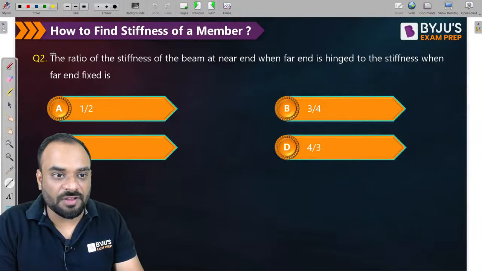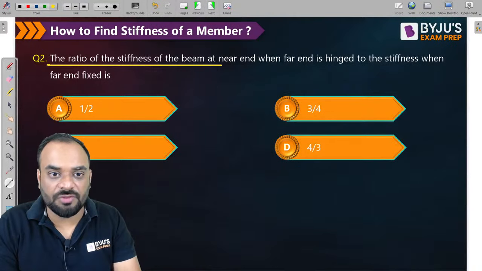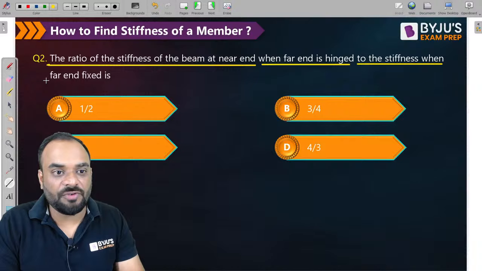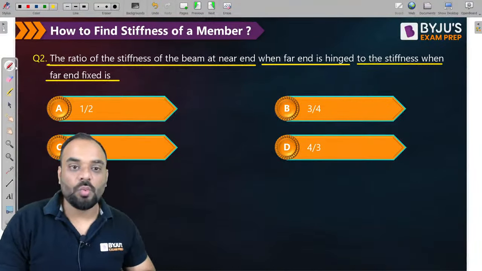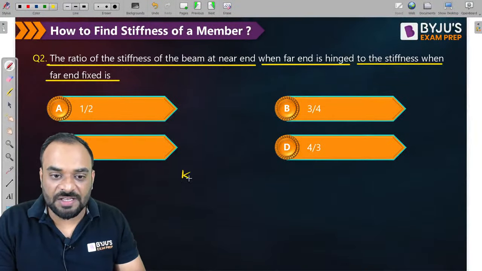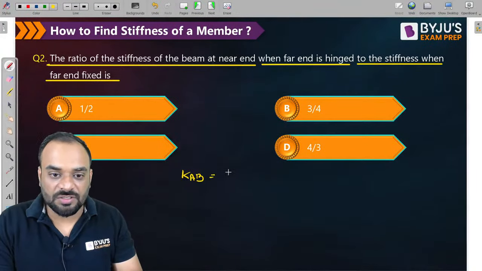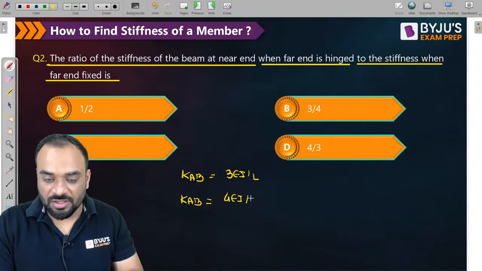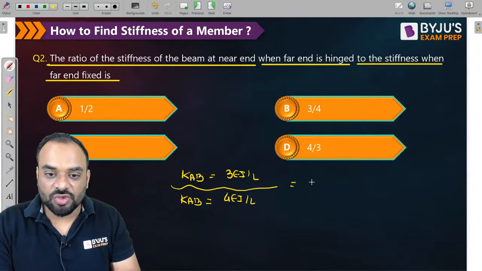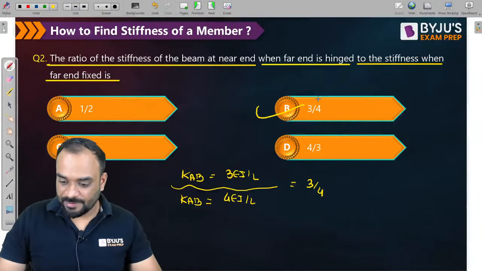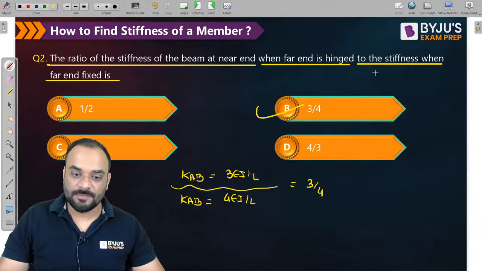The ratio of stiffness of the beam at the near end when far end is hinged to the stiffness when far end is fixed. You need to tell me guys, what should be the ratio of stiffness when the far end is hinged and far end is fixed? So you know that when far end is hinged, the stiffness will be equal to 3 EI by L. And when far end is fixed, what is the stiffness of the member? 4 EI by L. Now let's take the ratio of it, you will get the answer. So it should be 3 by 4. Clear? 3 by 4 is the correct answer. Crystal clear?